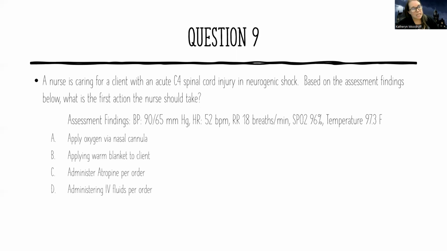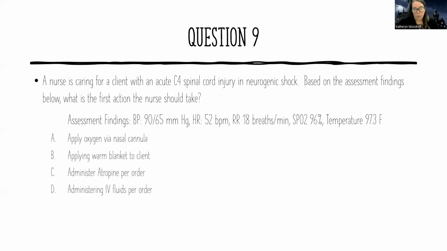Apply a warm blanket to the client. So their temperature is low. Applying a warm blanket may help this client to improve their temperature. But I don't necessarily think that rewarming is the first thing. They're at 97.3, and getting them up to 98 is not going to change the fact that they're in shock. It's not an ABC priority, necessarily, to me.